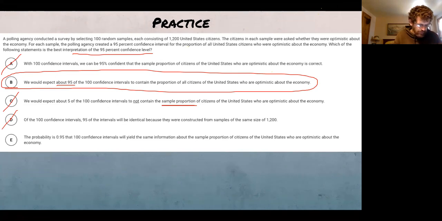Okay, so this is not a probabilistic statement when we're talking about confidence level, or at least not directly like this. And we're not saying that all 100 are going to capture it. So the best answer is B. Out of all confidence intervals created, about 95 of them will capture it.